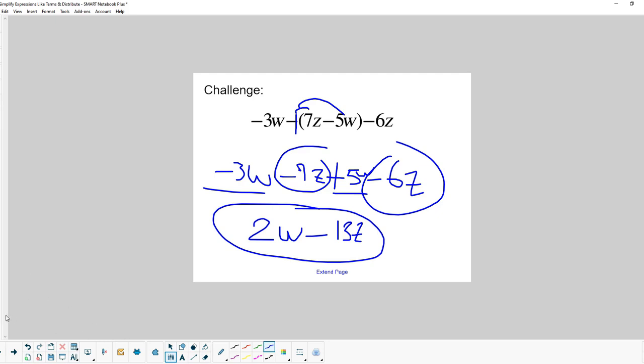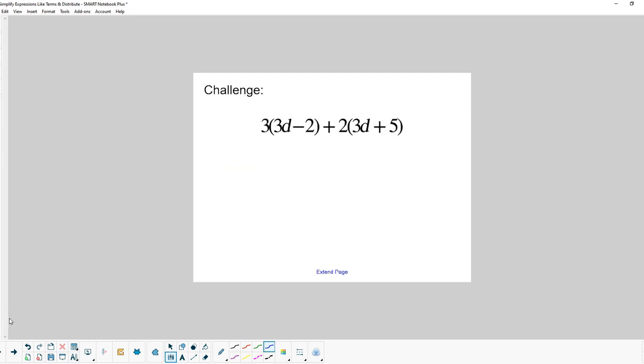Okay, keep it going here. We have one more problem that actually has a double distributive property look to it. So that means we better get a different color. We haven't used the orange yet. But that means we got 3 times 3d, which would be 9d. 3 times negative 2, and I'll put that times sign up there. 3 times negative 2 is minus 6. And also in this problem we have 2 times 3d, which is 6d. And then we have 2 times 5, which is 10.